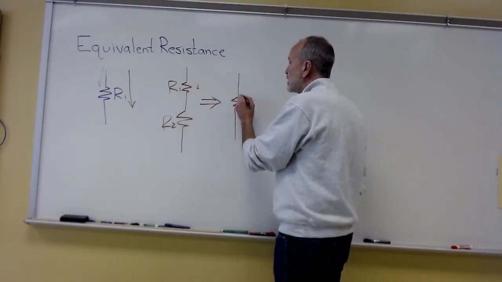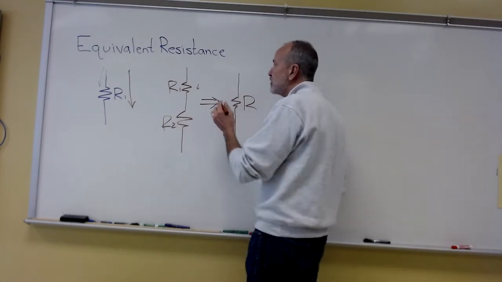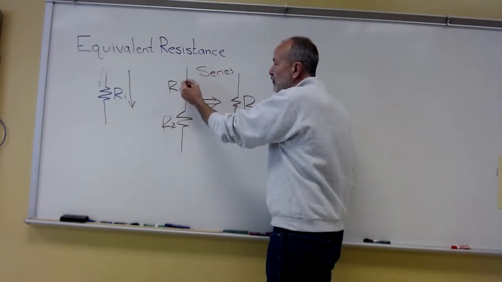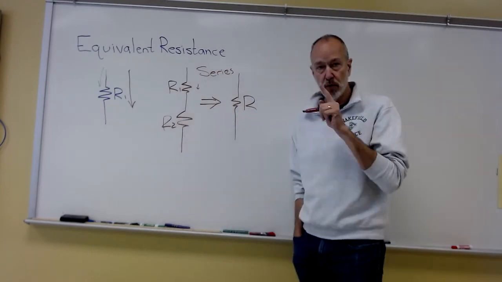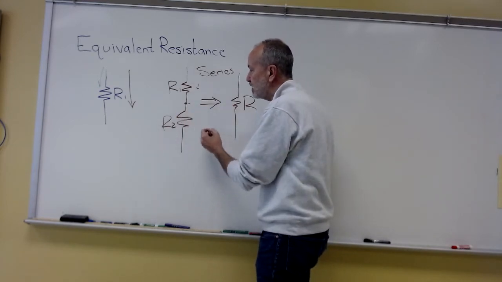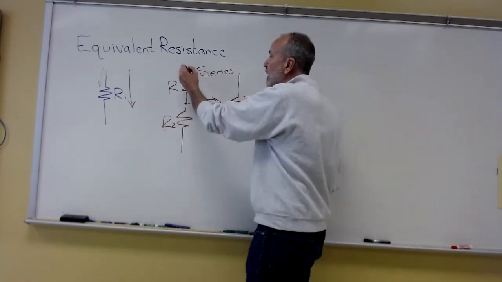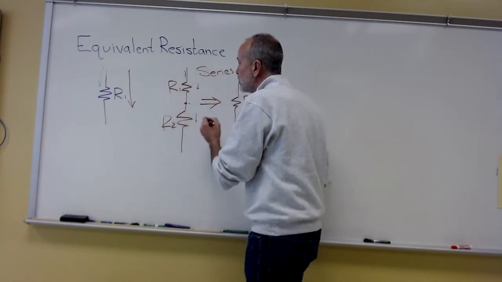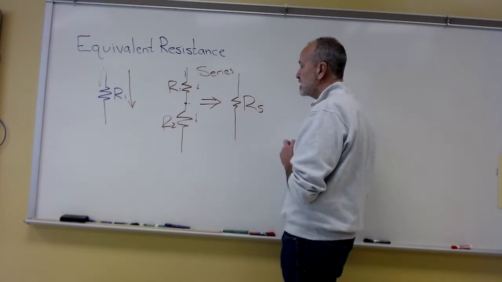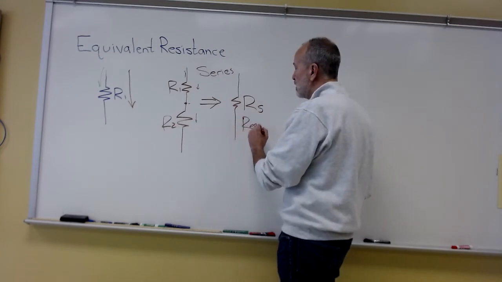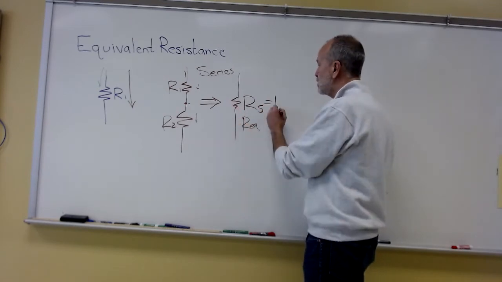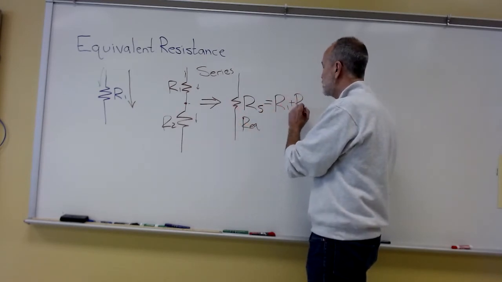And in fact, we call that series. Series resistance is when whatever goes through one has to go through one other. Okay, it can't split off. We can't have a resistor coming off here or some other path coming off here. Whatever goes through one has to go through the other. And if that's the case, then the series equivalent resistance, you could write it as R equivalent, or I'm just going to write it as RS, is equal to the sum of those two, R1 plus R2.